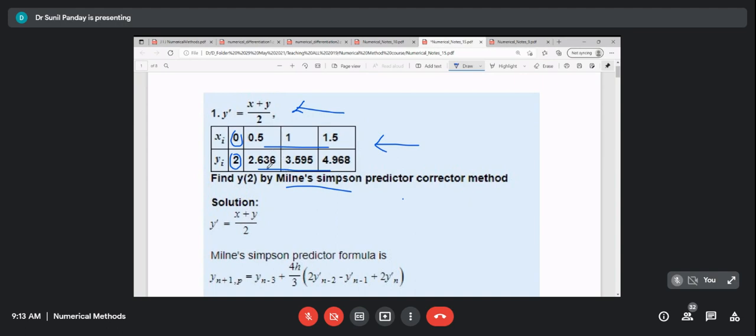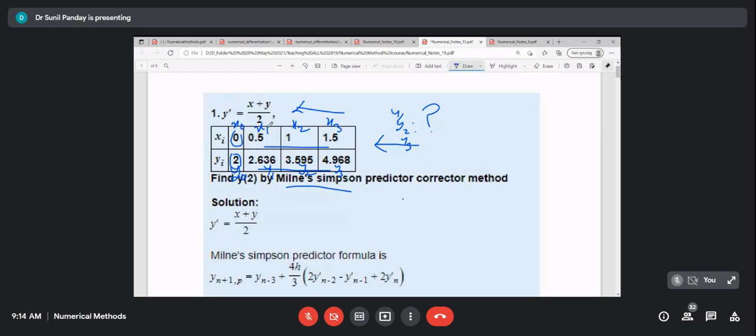If I say this is my x0, this is x1, this is x2, and this is x3. In general, y0 is given, but y1, y2, y3 are not provided. To calculate these three values, y1, y2, and y3, you have to use your Runge-Kutta method, or you can use Euler's method, Taylor's method, or Picard's method.